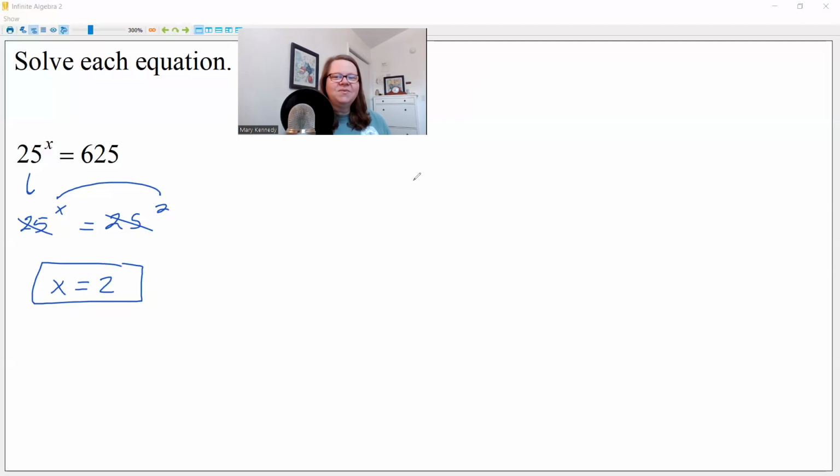Okay, so we have 25 to the x equals 625. But we could rewrite both of them with a base of 5. So 25 is the same as 5 squared, and that's raised to the x power, so 2x. And we just saw that 625 is 5 to the 4th power. If you want to double check that on your calculator, type in 5 squared, you should see 25, type in 5 to the 4th, and you should see 625.